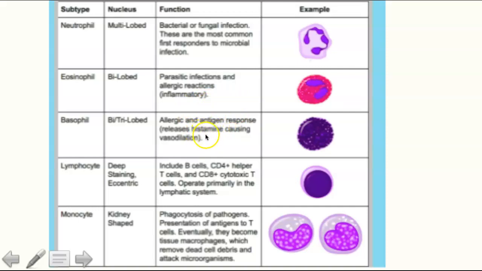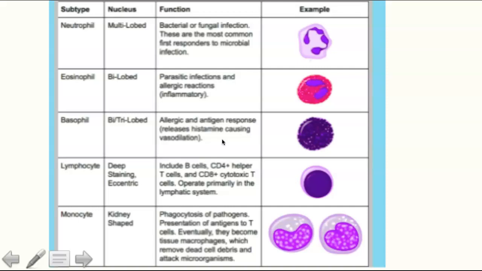I think we talked about histamines a little bit. When did we talk about histamines? Maybe in the, when did we talk about them? I don't even remember now.